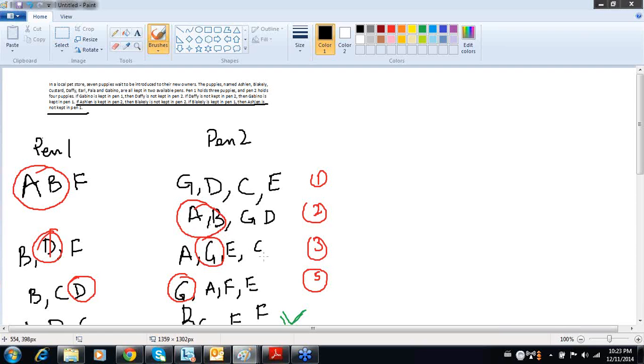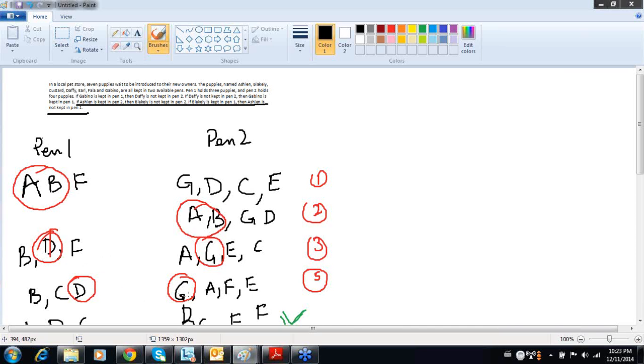Now, third, it is saying in pen 2 they have A, G, E, C. If A, G, E, C is in pen 2, that means what is in pen 1? B, D and F. Okay, but what is written here? If D is not in pen 2, then G is kept in pen 1. D is not in pen 2, that means G has to be in pen 1, but G is not in pen 1, so the third option is also not correct.